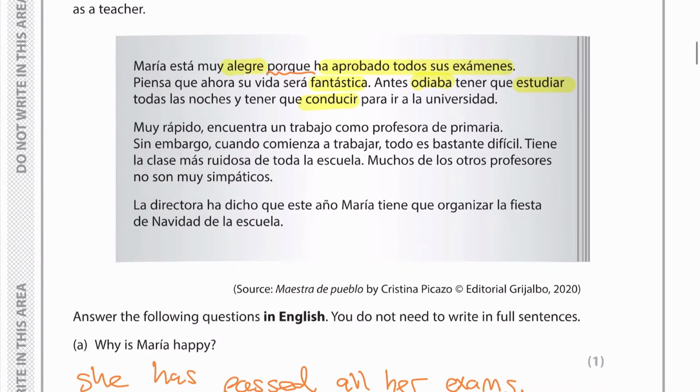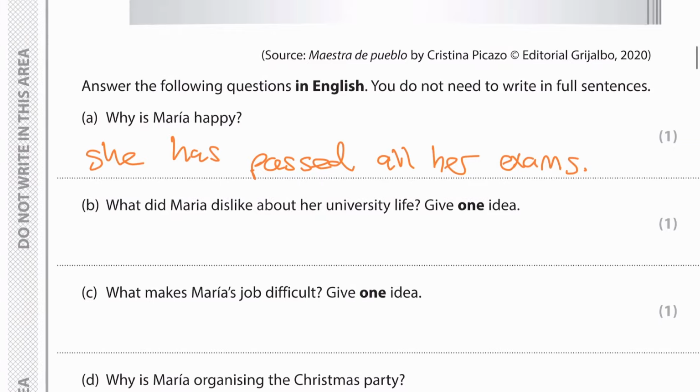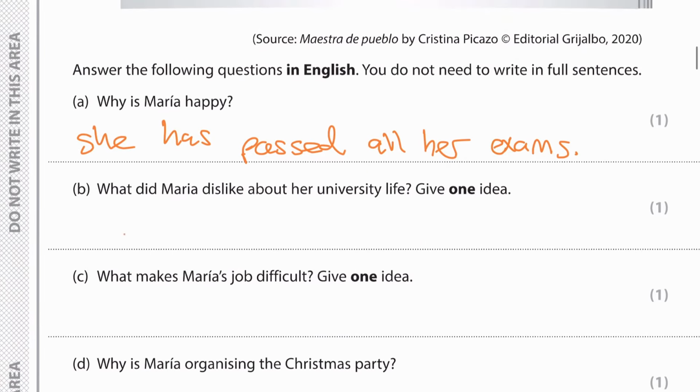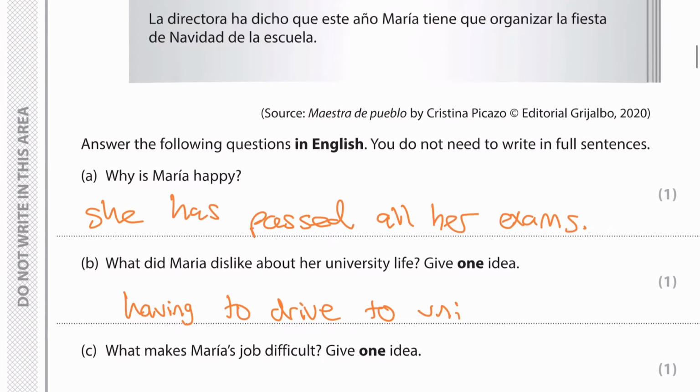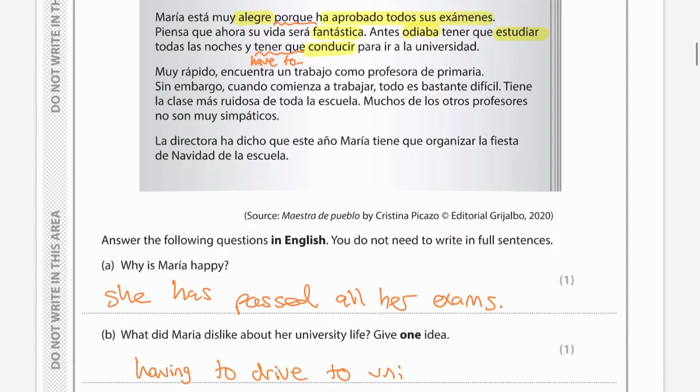I think you can get away with putting studying every night or having to drive to university. Just to be safe, I'm going to put the option near the word university. I think they're both correct. But we know she has to drive to get to university. Vale? So what does she dislike? Having to drive to uni. I'm just going to put having to drive to uni. Vale? Tener que is like a chore, is have to do something. Yeah, quite a good expression. That tener que, for example, tengo que, I have to do something.